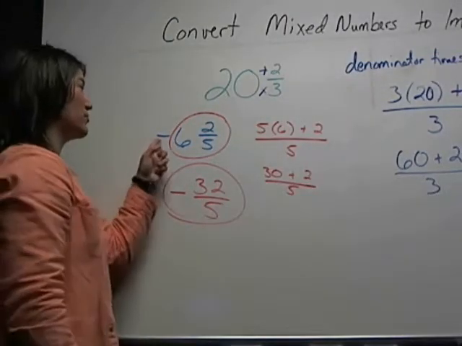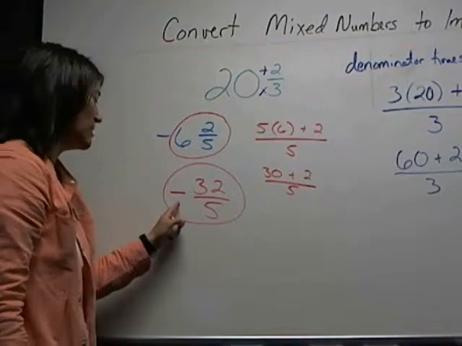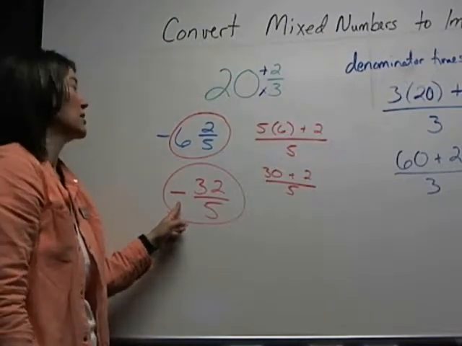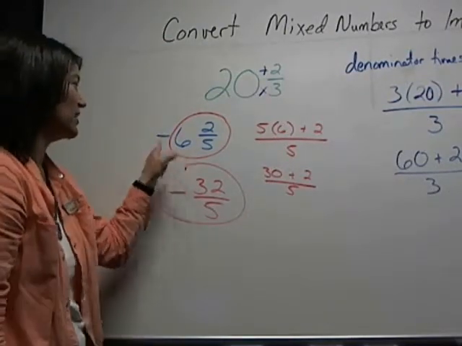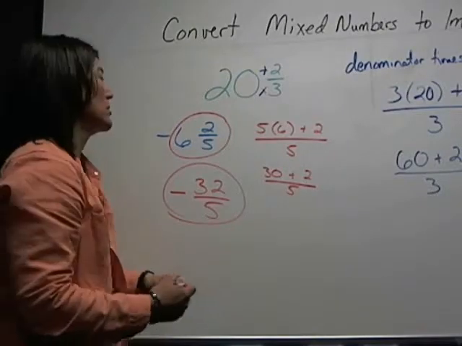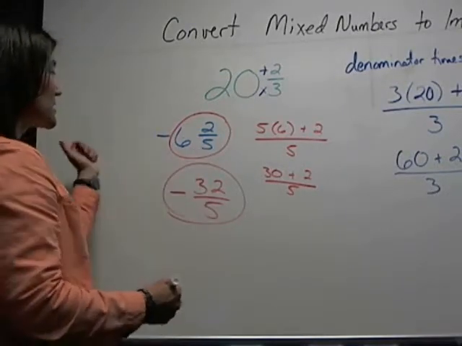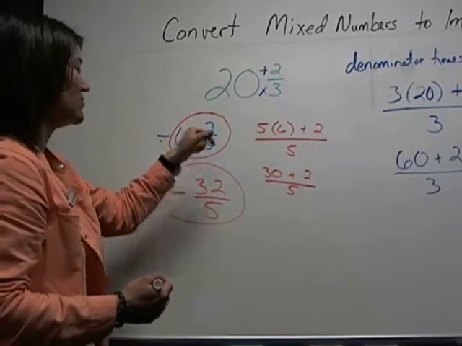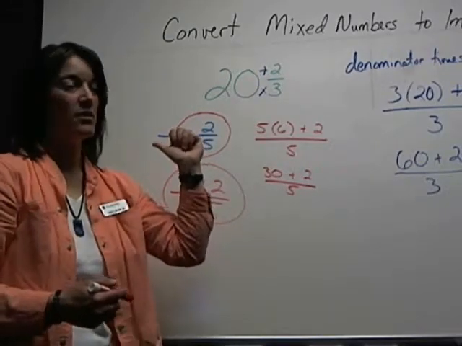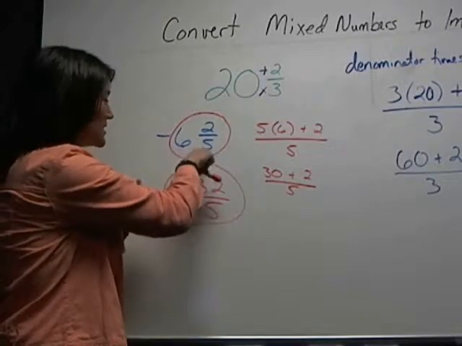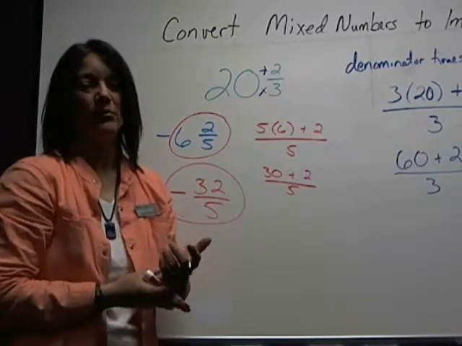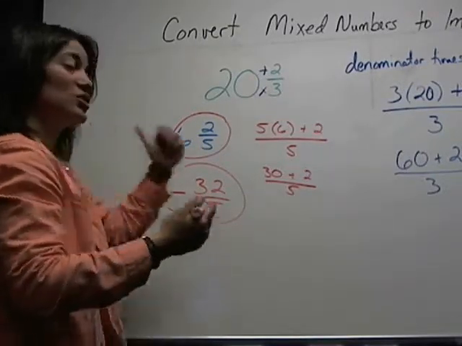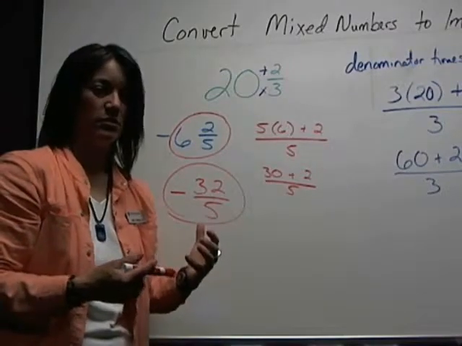So the number was negative to begin with, so the improper fraction will be negative, but we do not use the negative in our calculations because we have 6 and 2/5 in the negative direction. Both the 6 and the 2/5 are in the negative. If I were to multiply this, a negative and a negative would make a positive anyway. It's the opposite. It's just telling us the direction.